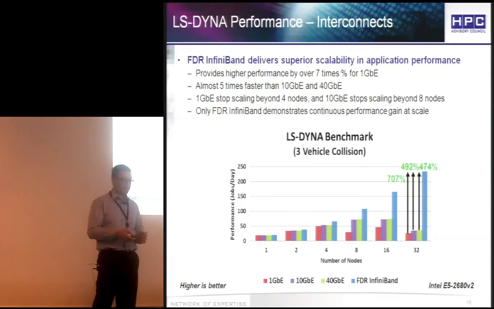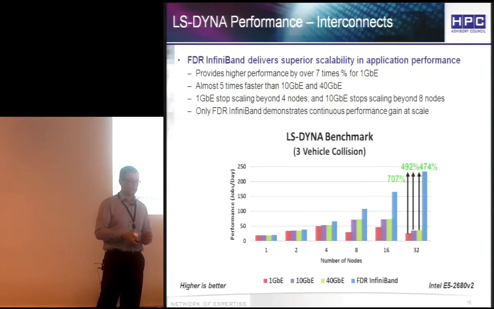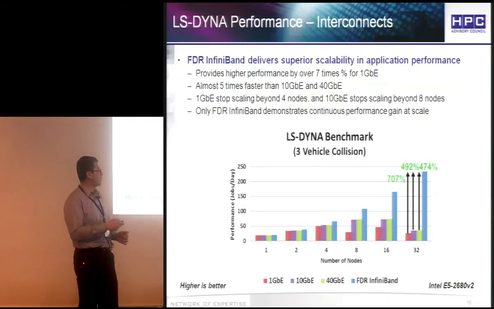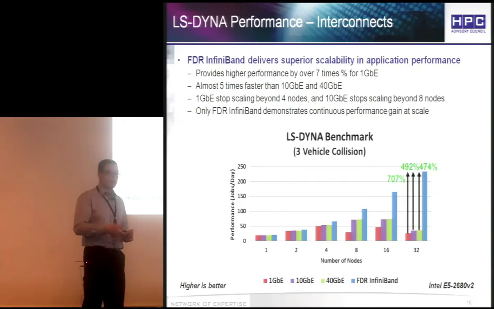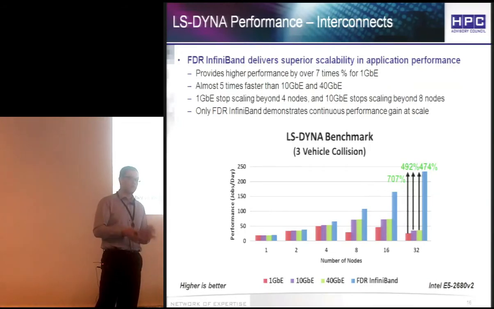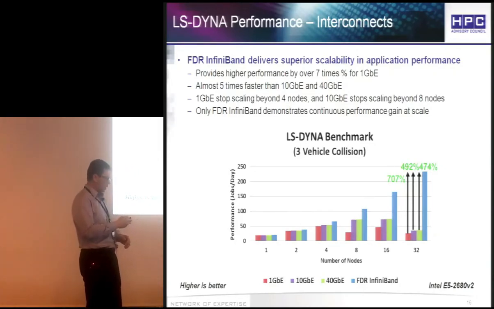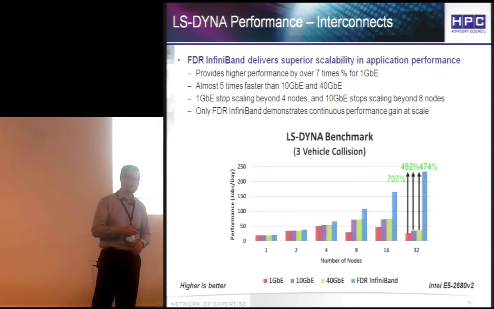We can see that for InfiniBand, the scalability continues to grow as it scales from 8 to 16 to 32. As for the 10 and 40 gigabit Ethernet, they are using the same technology, so their latency is pretty much the same. Therefore you can see that the performance difference is very minimal, so you don't see much of a difference.